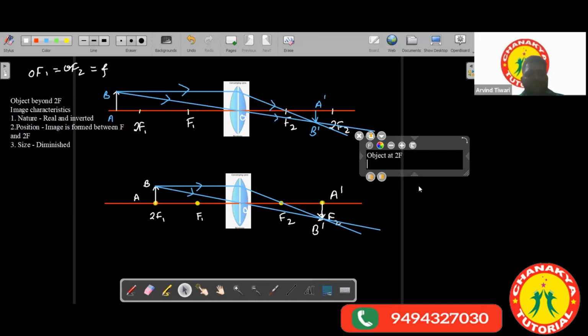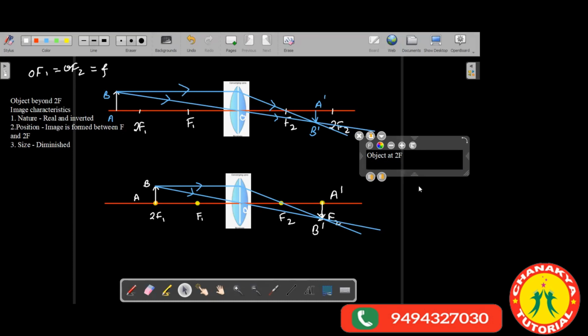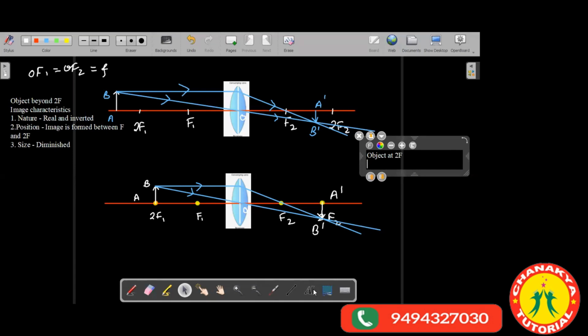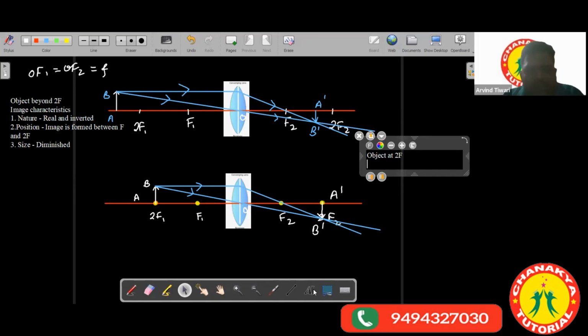So these diagrams you have to draw right now. Are you drawing them? Yes, sir, I'm done with it. Sudhanshu, are you drawing the ray diagram? The size is the same size. Yes, sir. So it's the same size, right? Yeah, it is the same size.